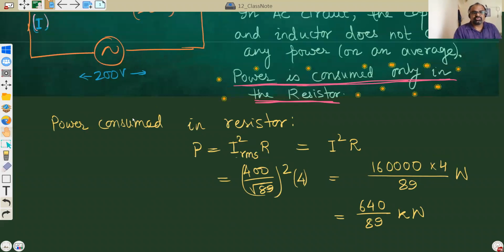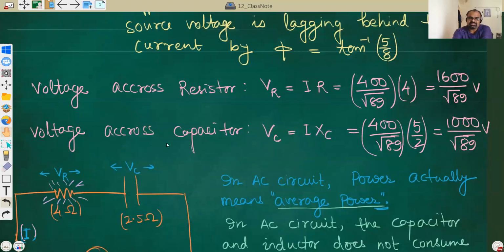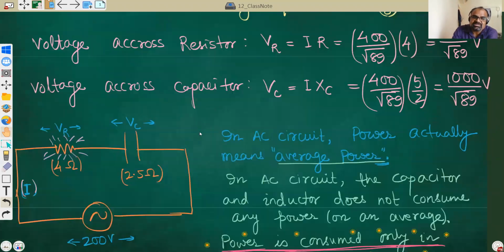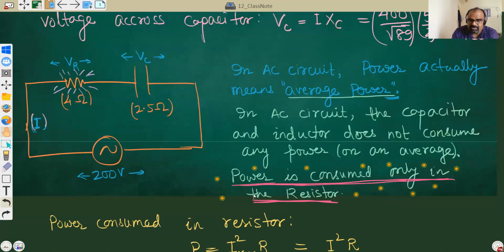So what is power consumed? Now this is new thing for you. Everything else till before this, everything else we had already covered yesterday, but yesterday we did not cover power. So today we are covering power.